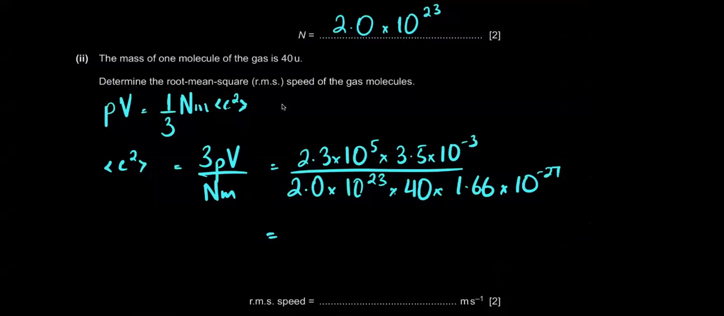I forgot to multiply by 3. So this is 18200. Right, so this is the mean squared speed. To get the root mean square speed, you would have to take the square root as well. The square root of this turns out to be 426. So just to 2 SF, this would be 430 meters per second.